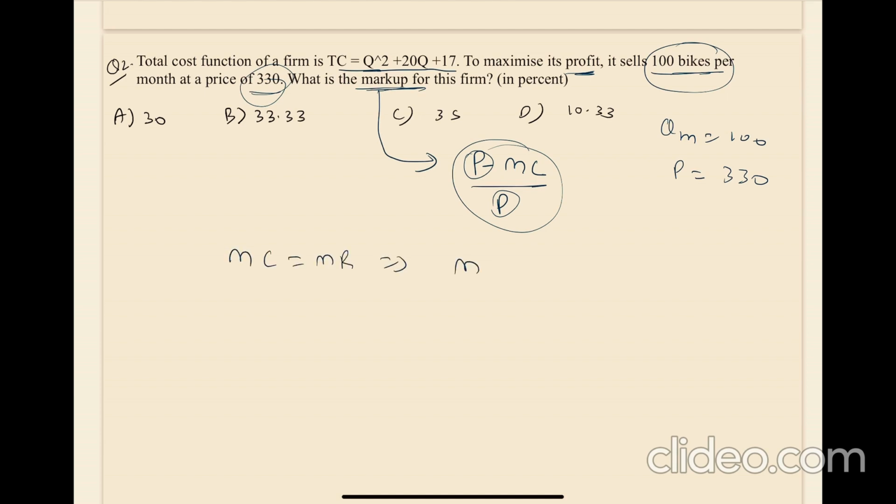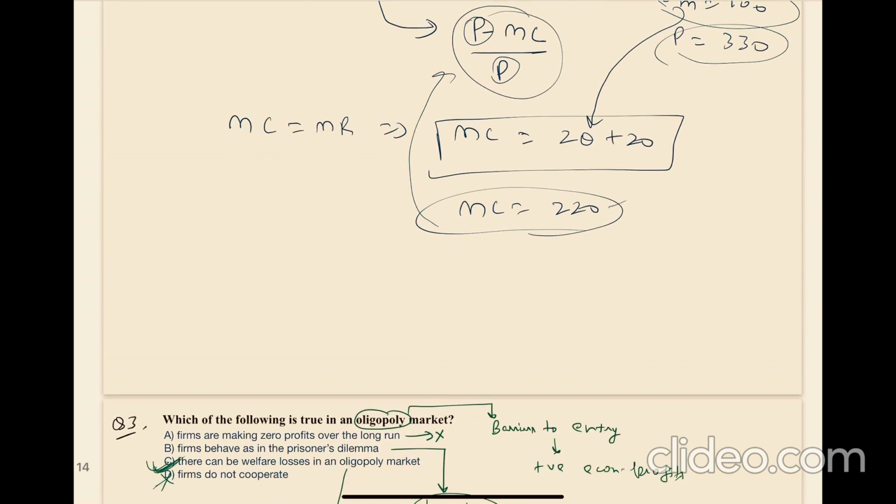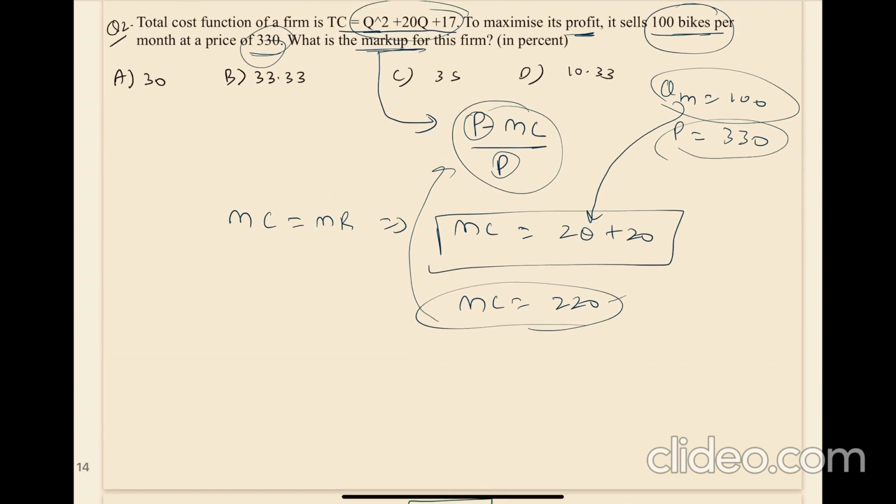Now MC we can find out from here, from this total cost. So that would be nothing but the differentiation of this. So this would be 2Q plus 20, right? And the profit maximizing quantity, that is 100, so you can put this here. So your MC would be then 220, right? So now you have the price, you have the MC. You can put these values into this equation to find the markup. Let us try to do that.